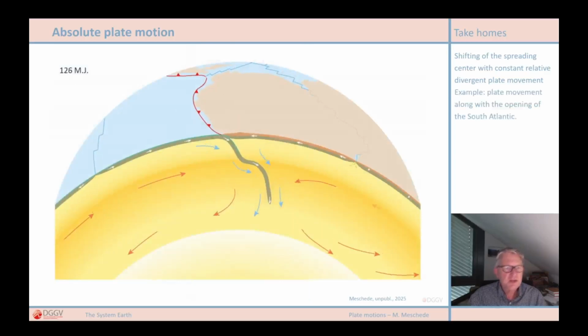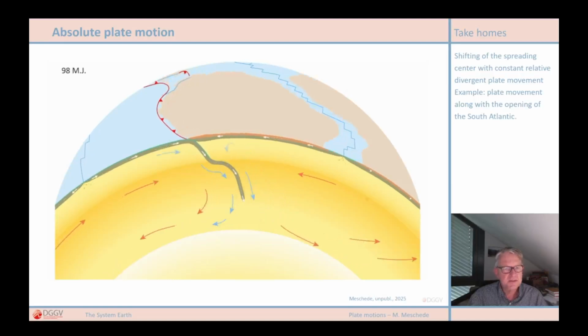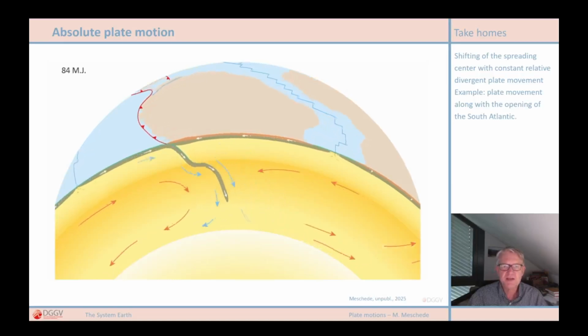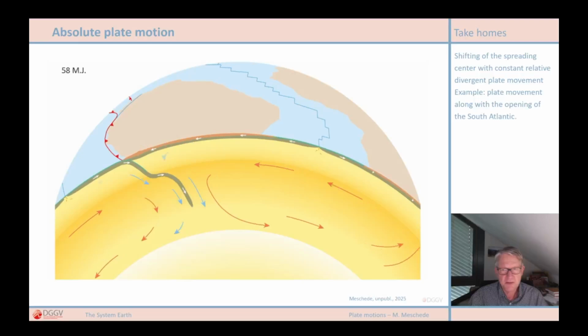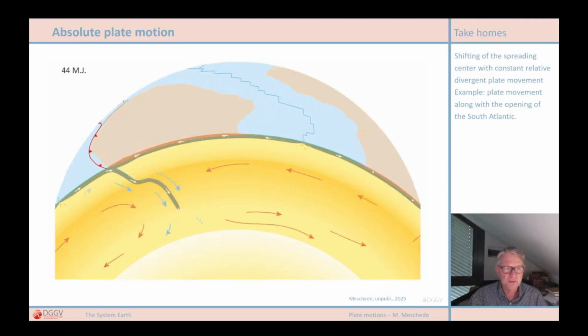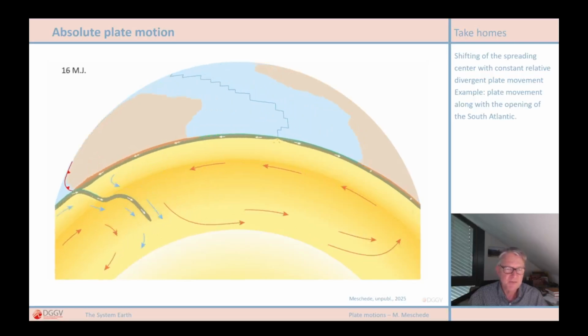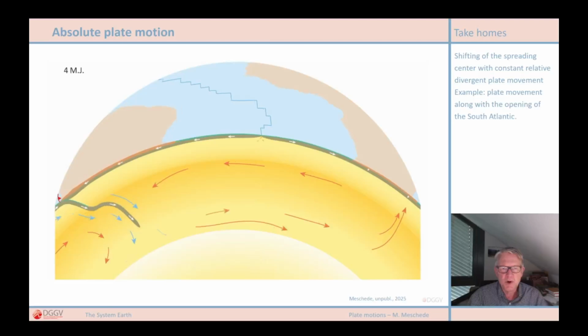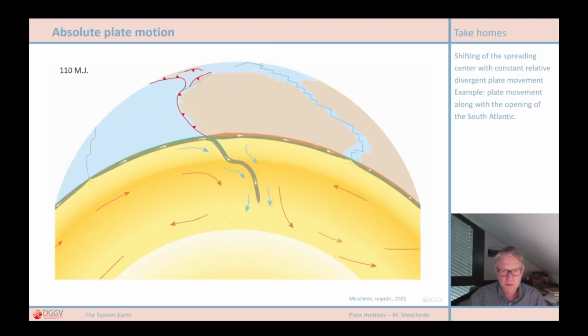The situation between Africa and South America is similar. We see the spreading center remains in the middle between Africa and South America. The South American plate moves westward, while the African plate remains more or less stationary. In fact, it is a little bit more complicated than shown here, but in principle, it works this way.